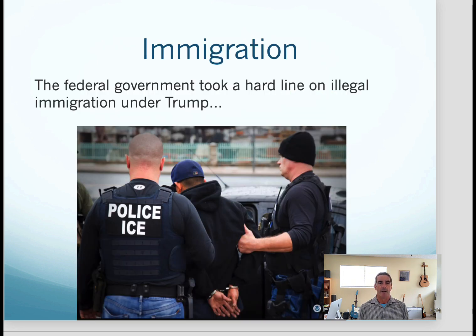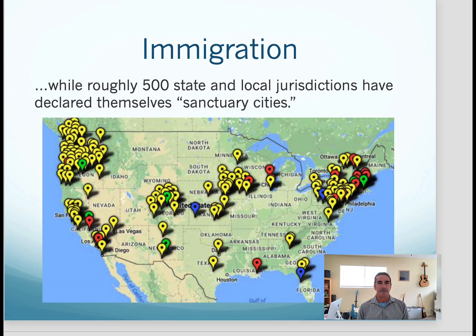Two more things. Immigration policy, likewise, is sometimes strenuously enforced and other times not so strenuously enforced. Under President Trump, immigration enforcement obviously was quite strenuously enforced. But at the same time, while the federal government takes a hard line on what they call illegal immigration, roughly 500 state and local jurisdictions throughout the country have declared themselves sanctuary cities, meaning they're not going to enforce federal laws against immigration. So again, you've got these competing, differing policies, federal versus state.